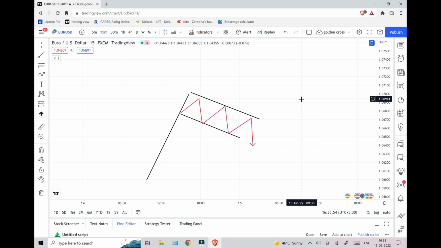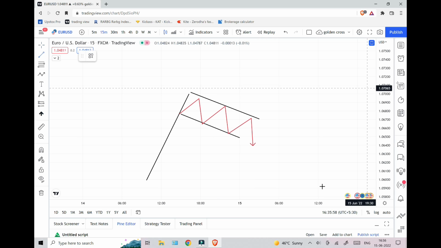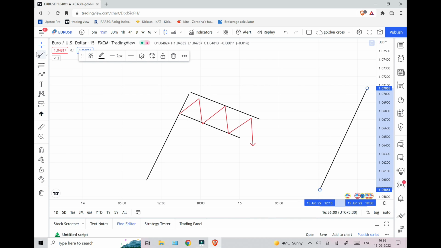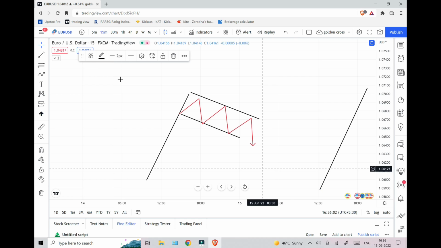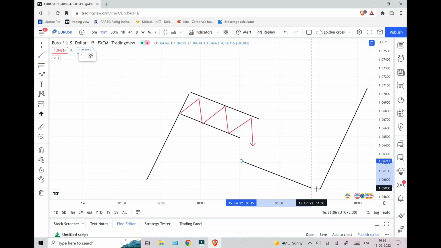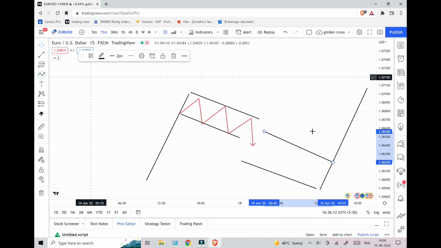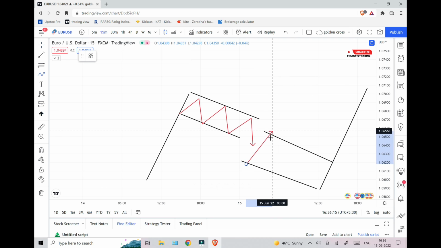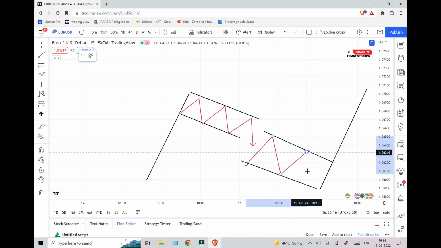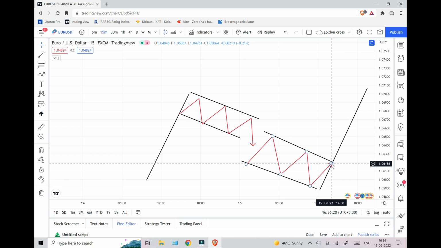Remember that. Similar case is with the bearish flag. The first thing that you need to remember is that there is no such thing as bearish or bullish flag. It is just a structure. You need to understand the structure, the psychology of the market. Trade where the price moves. Don't go against the price.